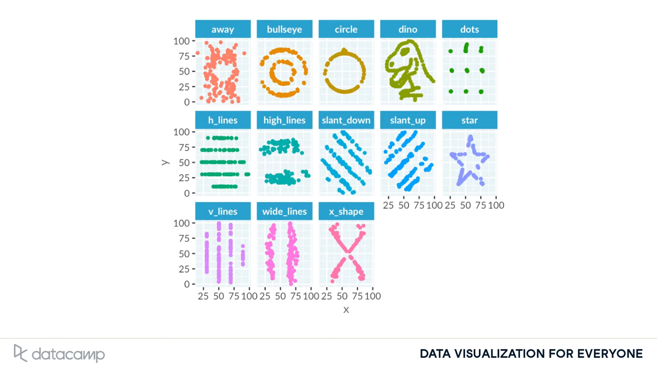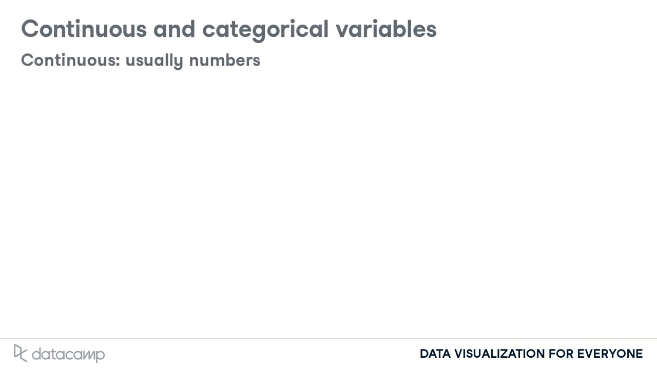Until you physically look at the datasets, it's hard to tell that you have lines and circles and a star and a dinosaur. The datasets are artificial, but I hope this example has convinced you of the importance of plotting your datasets. Before diving deeper into plotting, it's important to acknowledge that there are different types of data.